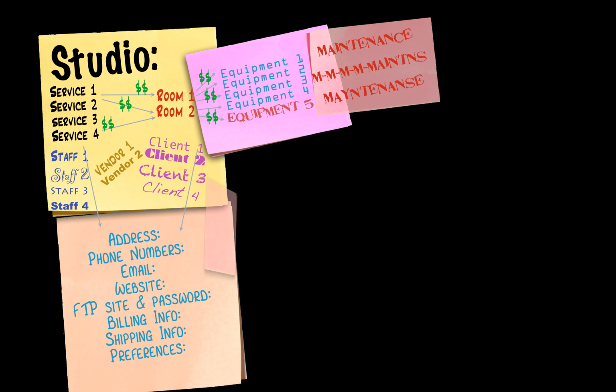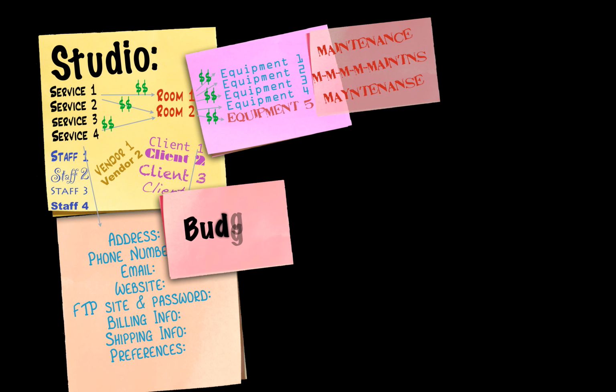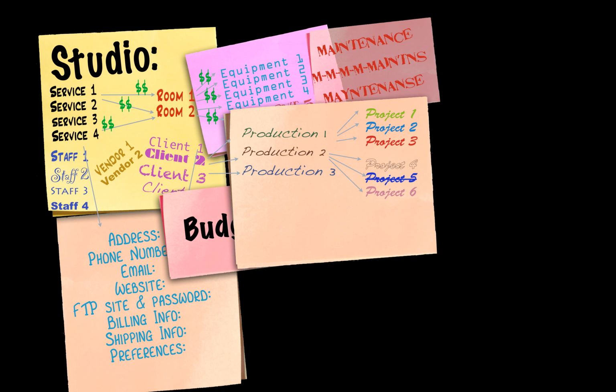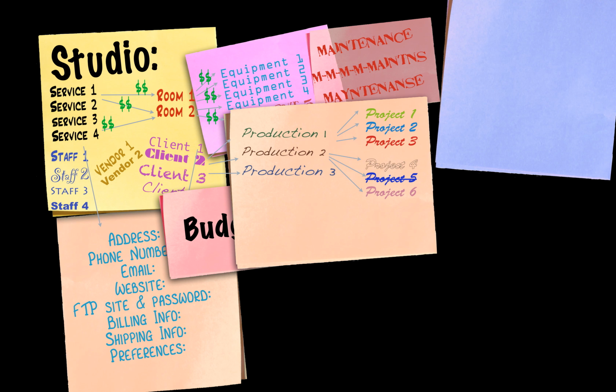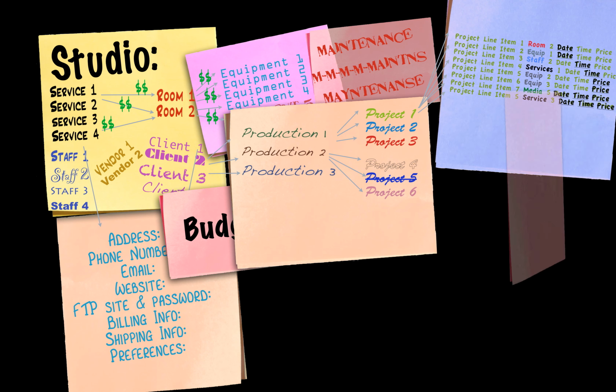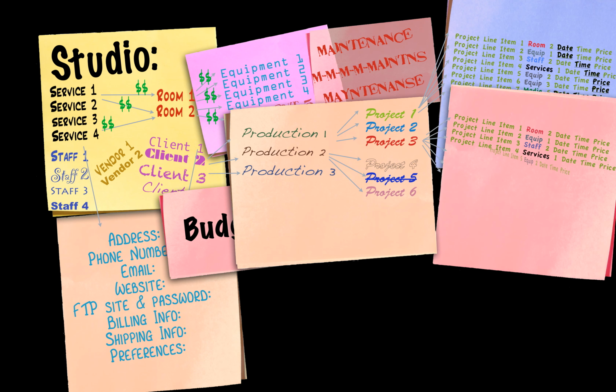One day, a client calls up and asks you to create a budget for a big job, and of course, you get it. Soon you forget all about the budget because you're now in production on a few different jobs, and each one of those has several different phases or projects within it, and each one of those in turn has a bunch of project line items, which are your different resources, rooms, equipment, staff, and services, and media, etc., with different dates and times and prices. Some of which are forgotten about because you've got another new project that you're even more excited about.